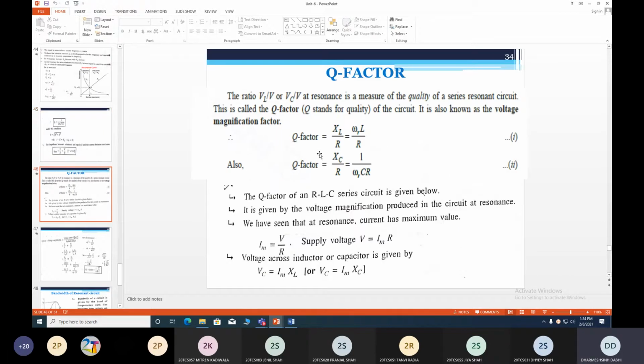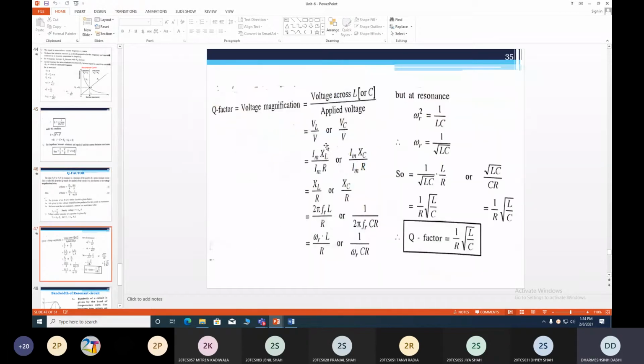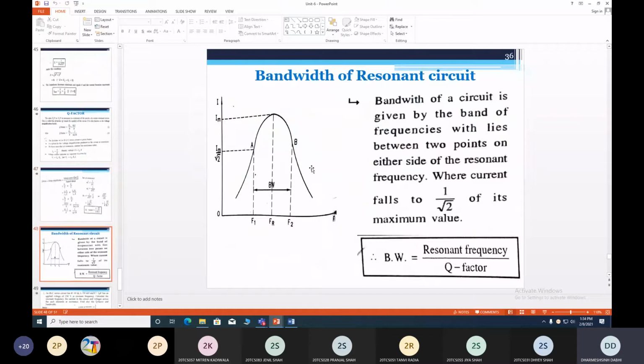After that, we calculated the Q factor, magnitude and bandwidth. You can see in this graph, we first draw the graph between frequency versus current flowing into the series RLC circuit. At different frequency you get different current, but at the resonant frequency you get the maximum current.